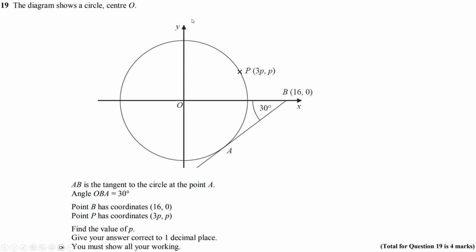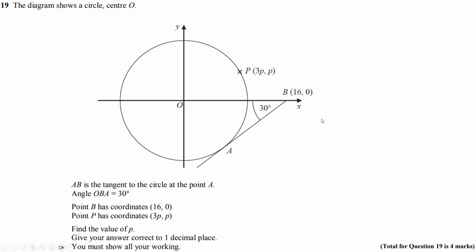The diagram shows a circle center O. AB is the tangent to the circle at the point A. The point B has coordinates 16, 0. The point P has coordinates 3p, p. Find the value of p to 1 decimal place. Okay, well, the easiest way we can do this is work out the equation of this circle. And then we know that 3p and p lie on the circle, so we can sub in 3p for x and p for y.